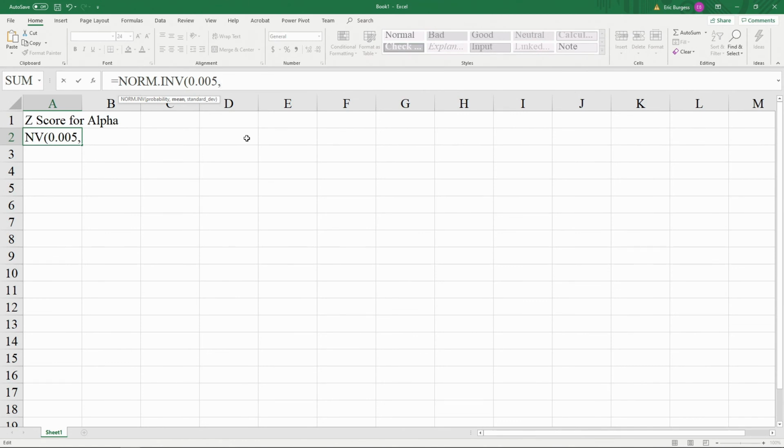Now the mean is a z-score mean. It's not the mean from your data set, because we're dealing with z-scores here. So remember, z-scores always have a mean of 0 and a standard deviation of 1. We hit enter, we get our negative 2.57, and so on. And we know that we're going to have the positive and the negative version of this. So that's going to be this, and that's by symmetry.